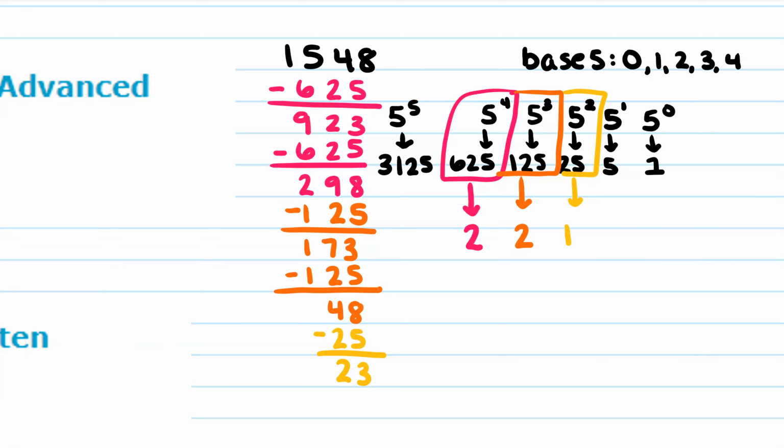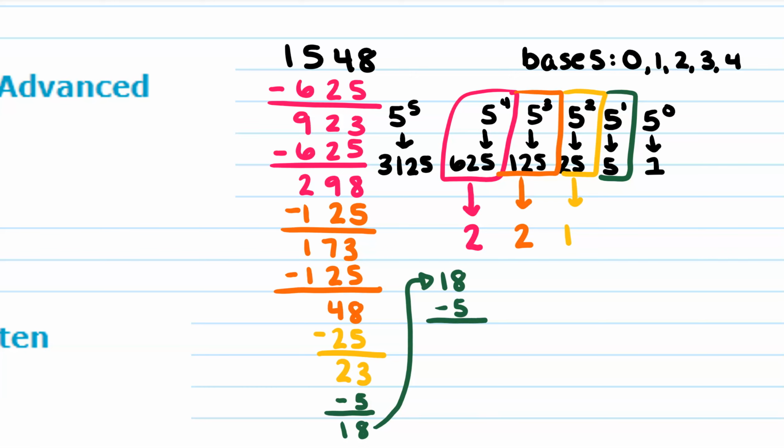Let's see, 23, I could subtract 5 from that. So let's see, I do it once, and I get 18. I could do it again, and I get 13, and I could do it again, and I get 8, and I could do it again, whew, and I get 3. So I subtracted 5 1, 2, 3, 4 times. Okay, 4 is allowed.